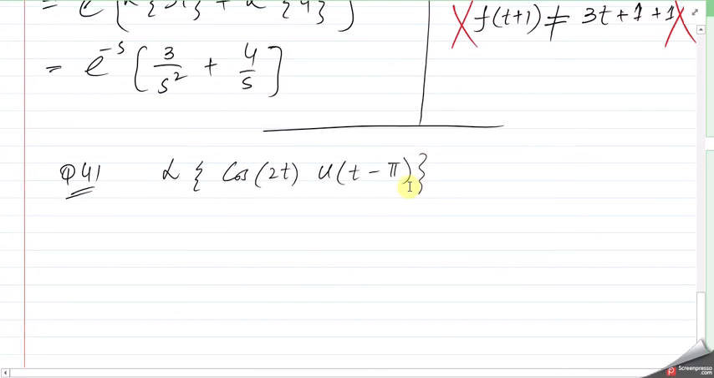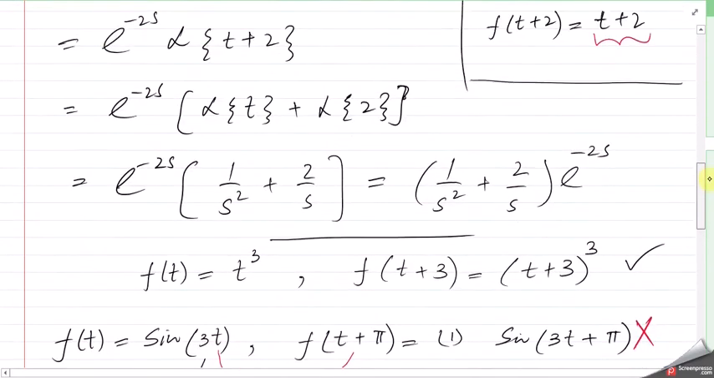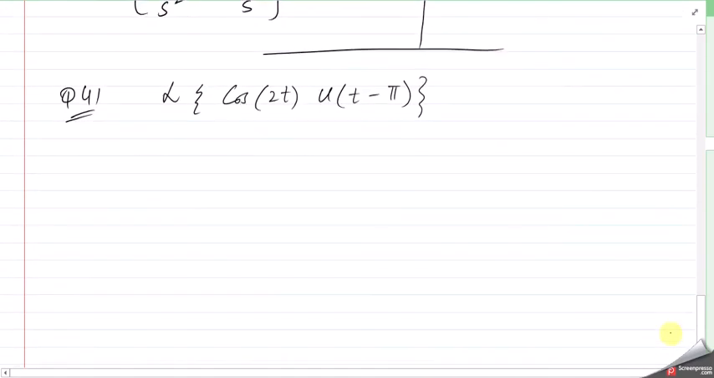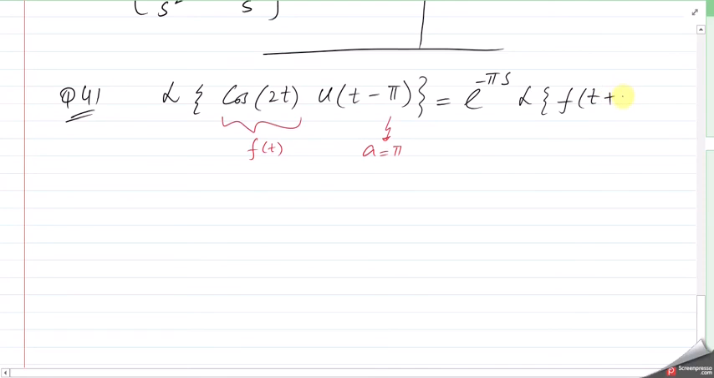So let's visit our formula again. Our formula says, a is pi in this case, and f of t is cos of 2t. So from here we see that a equals pi. That tells us that we are going to do e raised to the power minus pi s, same sign, minus pi and minus s, Laplace of f of t plus a. So t plus a would be t plus pi.